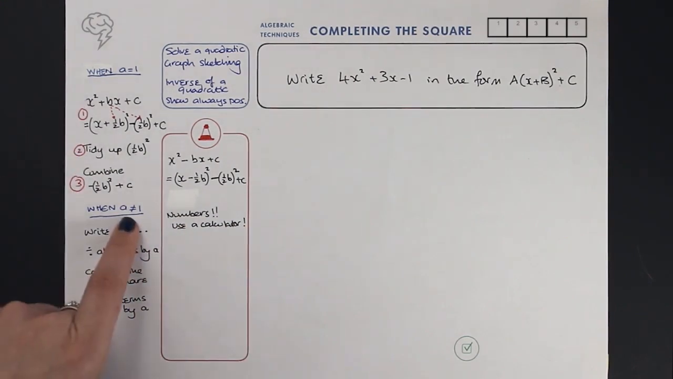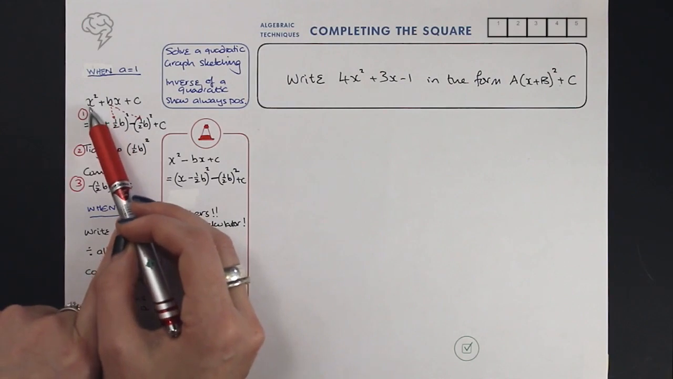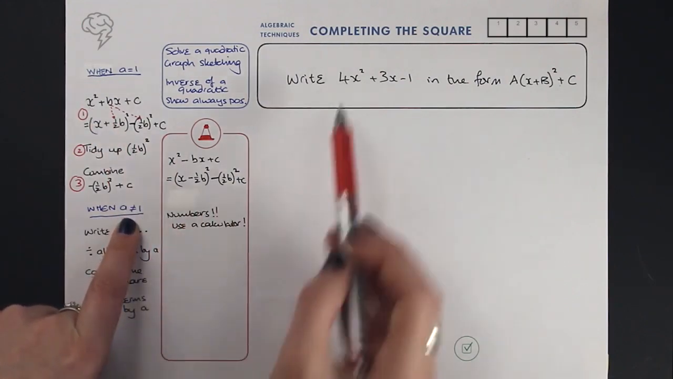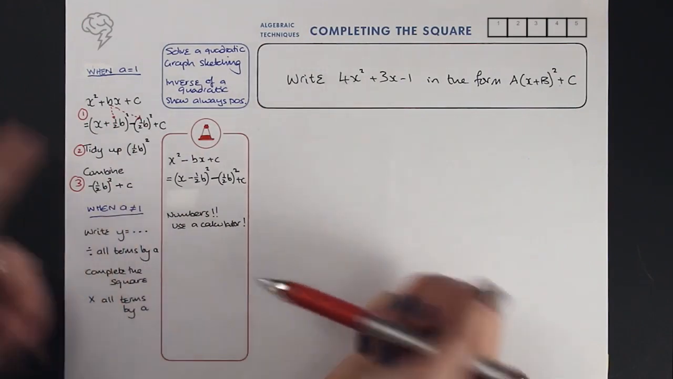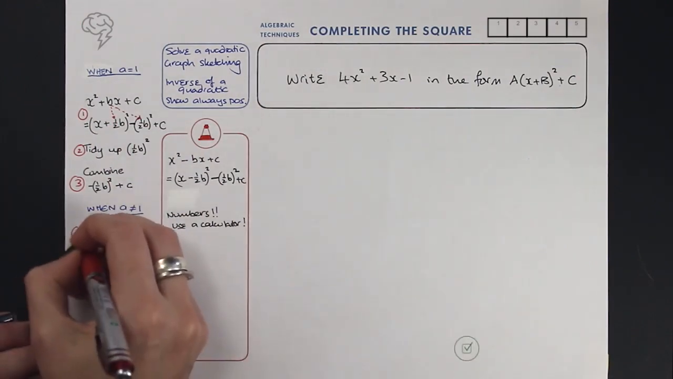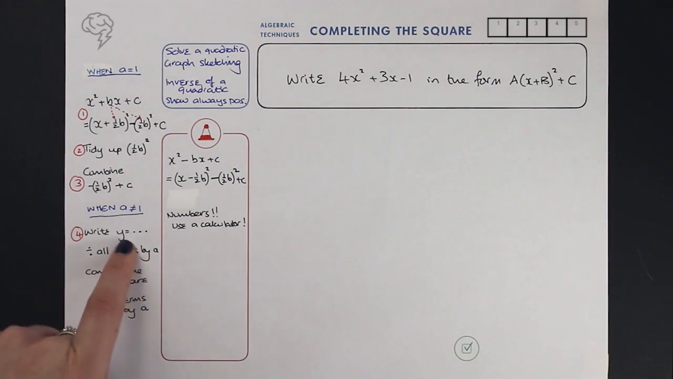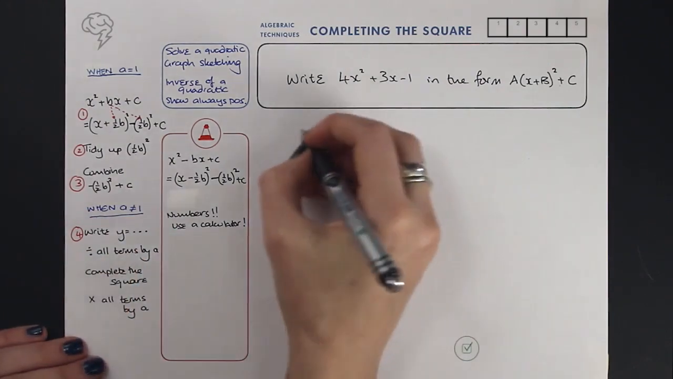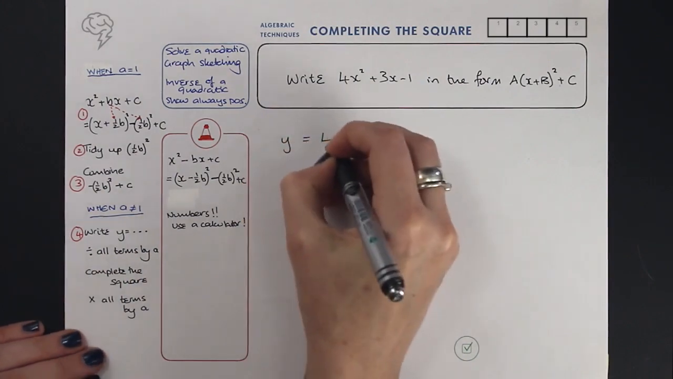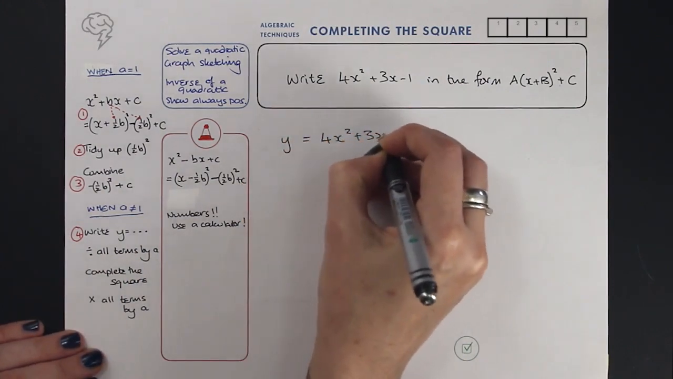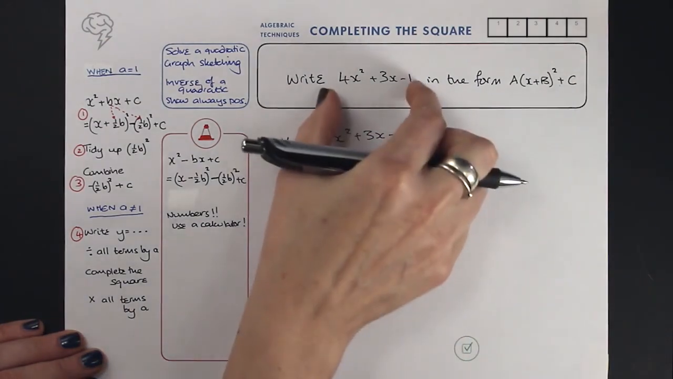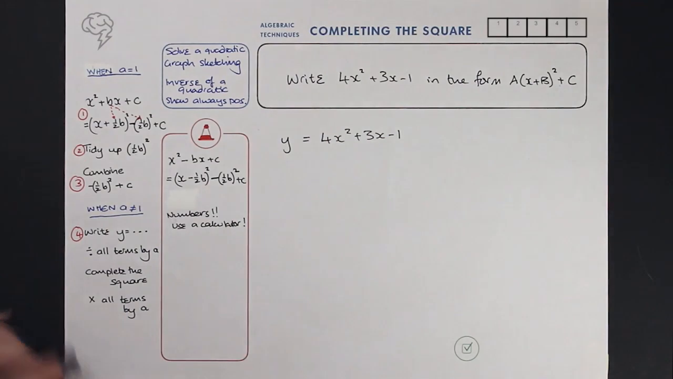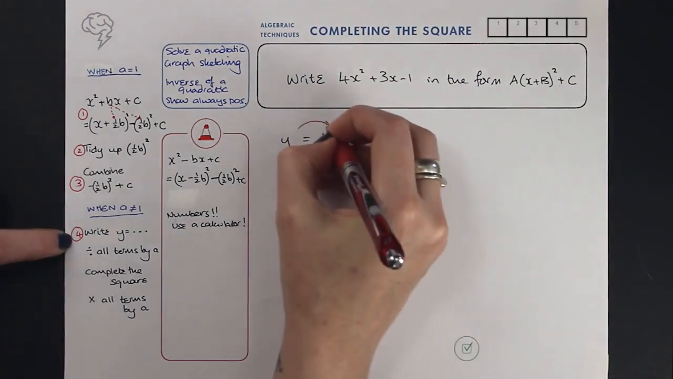What about if the coefficient of x squared, the a, like here it's a 4, isn't just a 1? Well, we basically need to move this 4 out of the way. So what we're going to do, I'm going to call this step 4, is to write it as y equals. So that's how we're going to start this. We're going to write it as y equals 4x squared plus 3x minus 1. Even though in the actual question this is just an expression, I've made it into an equation. And that's using step 4.